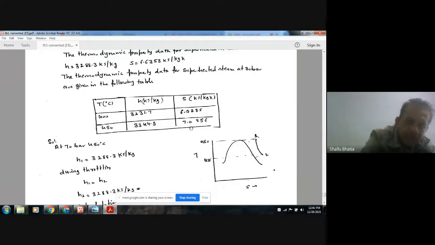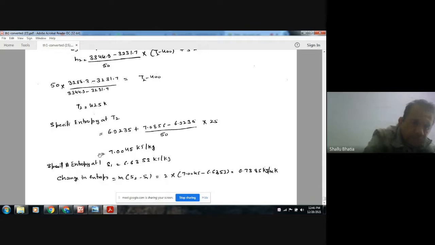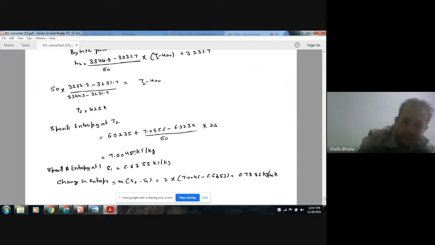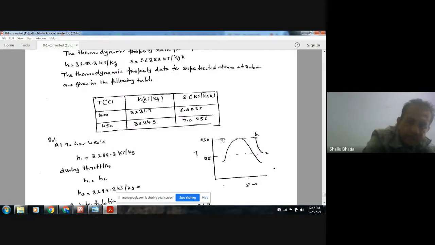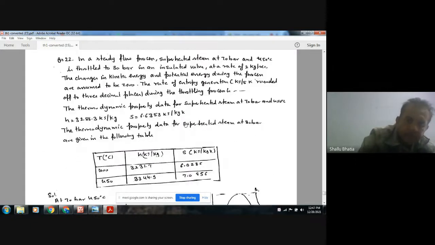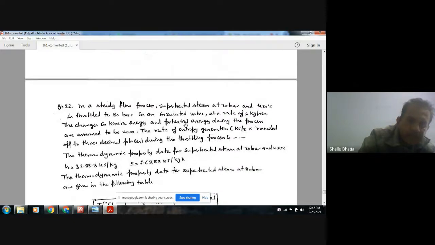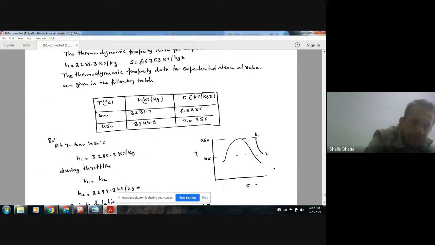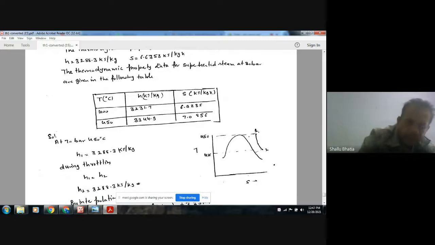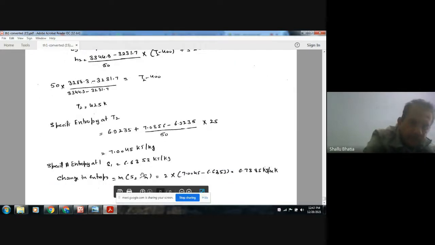As it is 400 and 450, it will be the average of these two. So the entropy at T2 will be 7.0045 kilojoule per kilogram Kelvin, and the entropy at state one, which we have found, is 6.663.